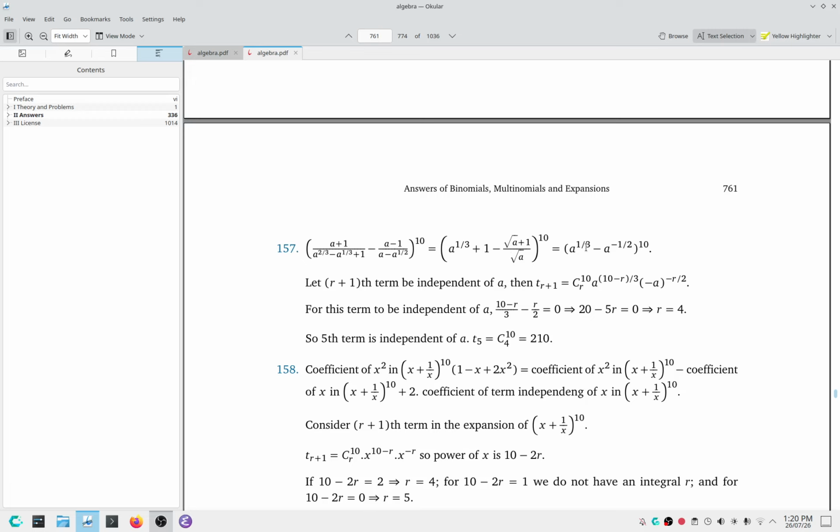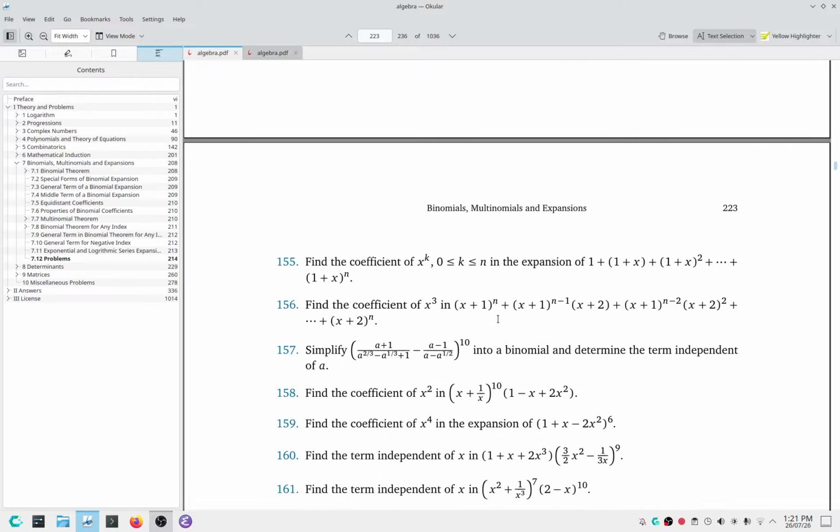That is (a to the power 1 by 3 minus a to the power minus 1 by 2) whole to the power 10. We let the (r plus 1)th term be independent of a, then T(r plus 1) is 10Cr, a to the power (10 minus r) upon 3 and minus a to the power minus r upon 2. So for the term to be independent, (10 minus r) upon 3 minus r upon 2 should be equal to 0. That is 20 minus 5r is equal to 0, or r is equal to 4. So the term independent of a is T5, which is equal to 10C4, or 210.